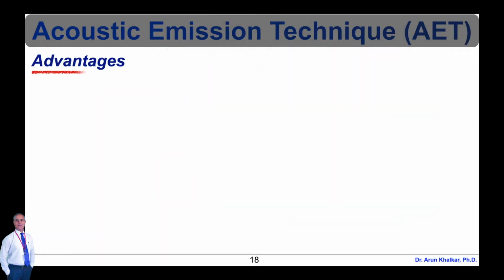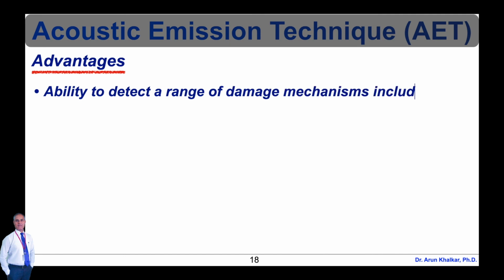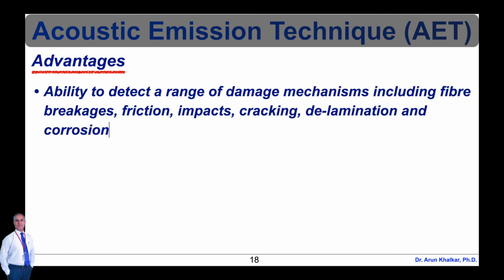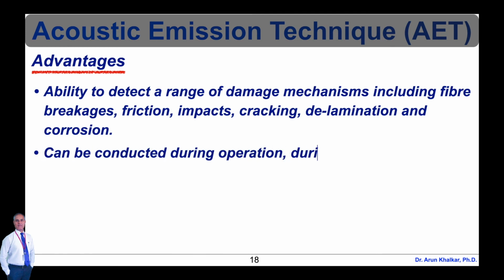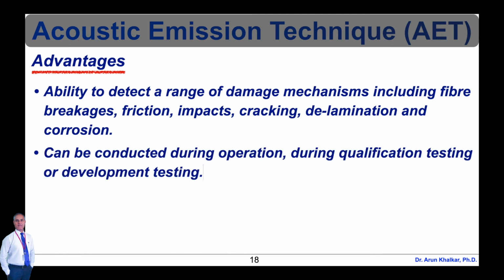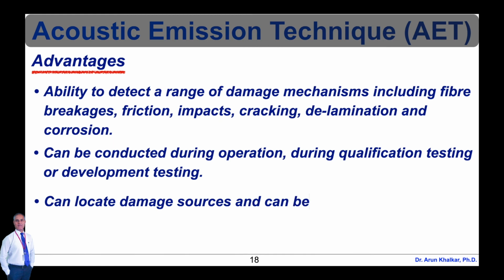Now let's see the advantages of acoustic emission techniques. The ability to detect a range of damage mechanisms including fiber breakages, friction, impacts, cracking, delamination and corrosion in their early stages before they become significant issues. It can be conducted during operation, during qualification testing or during development testing. It can locate damage sources and can differentiate these based on acoustic signatures.